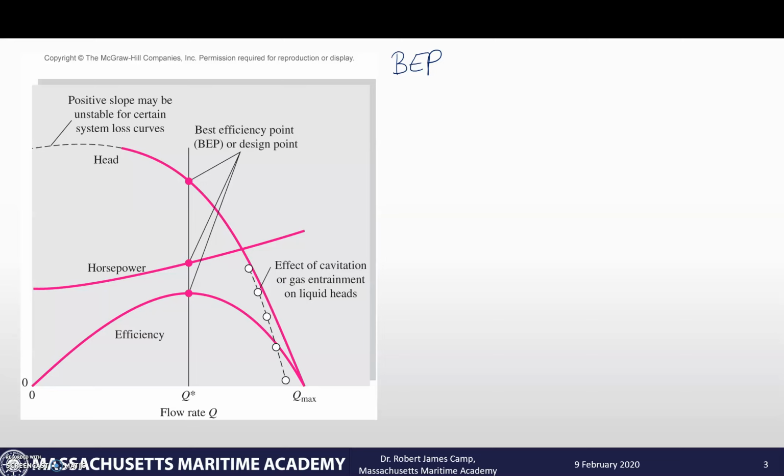And so where this line for the flow crosses each of these curves is going to report out exactly what the efficiency, horsepower, and head is. And so all of these are going to be based on flow rate, because depending on how quickly or how slowly the pump is moving, it's going to change all of these properties.